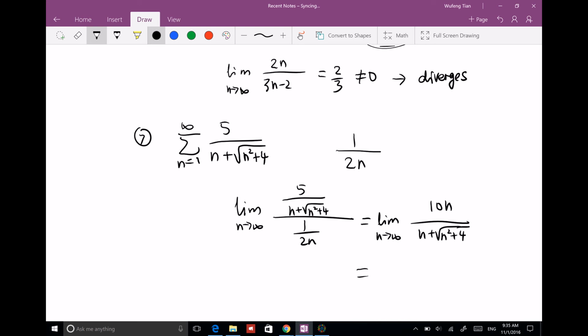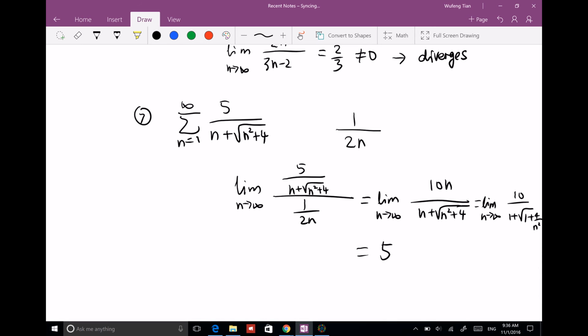Limit is going to be 5. Very good. You can divide everything by n. So basically divide everything by n. You got 10 over 1 plus square root of 1 plus 4 over n squared. So this goes to 0. So 1 plus square root of 1 is 1. 10 divided by 2 is 5. Very good. So this is the constant.